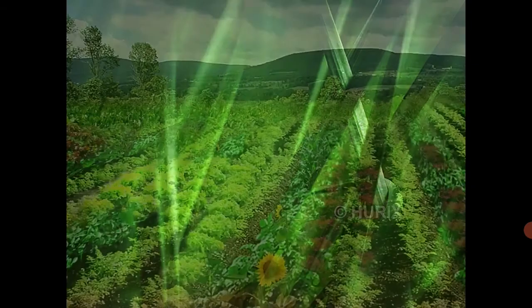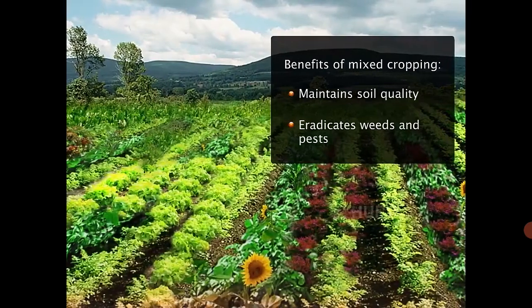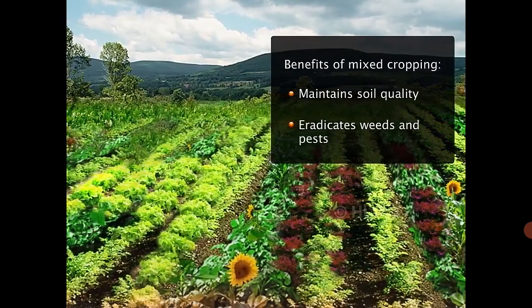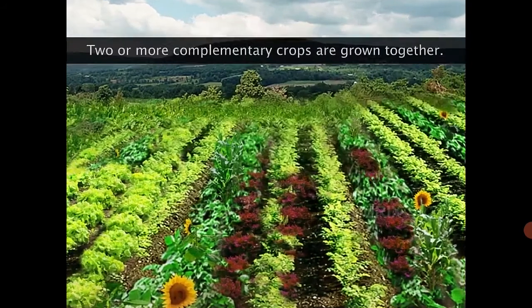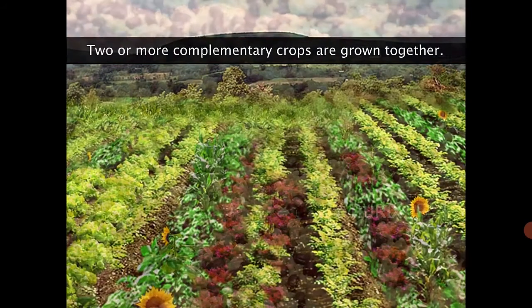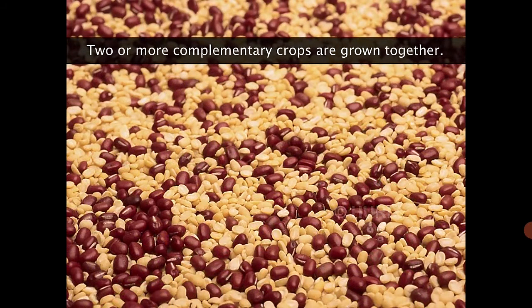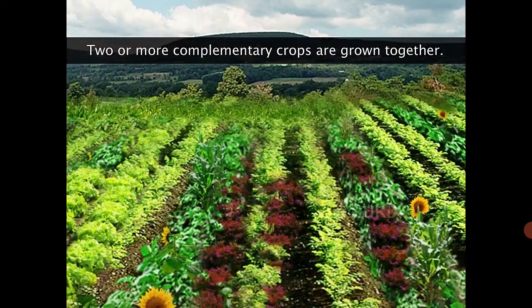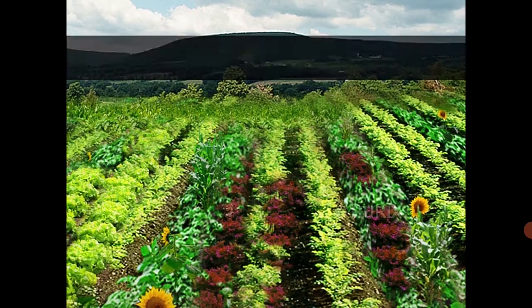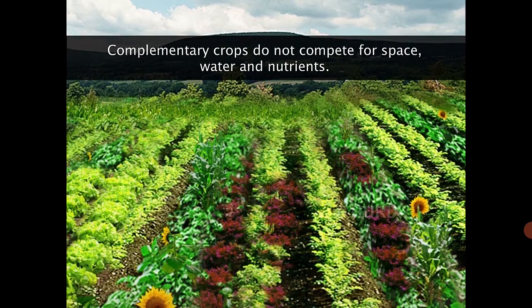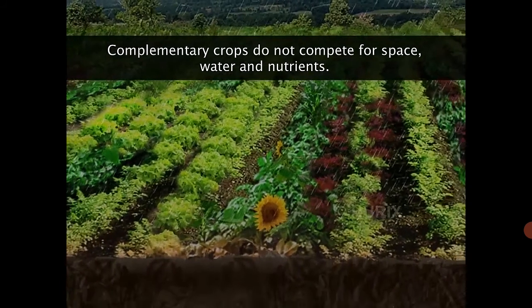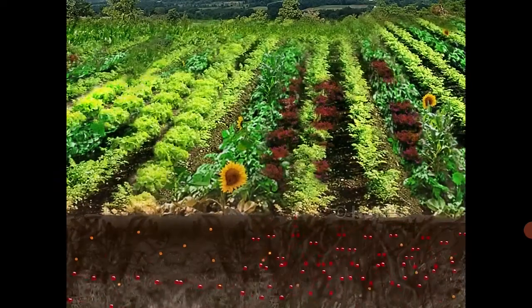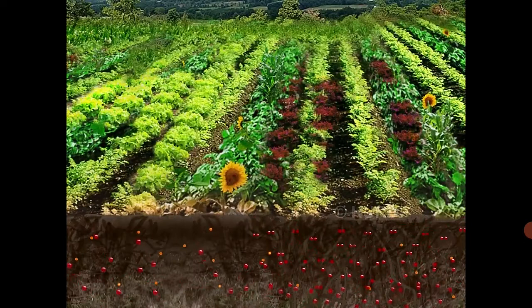Mixed cropping, another cropping system, provides the same benefits as those of crop rotation. In mixed cropping, the seeds of two or more complementary crops are mixed together and grown in the same field. Owing to their complementary needs, they do not compete for space, water, and nutrients, but help in improving soil fertility and provide for each other's nutrient demands.